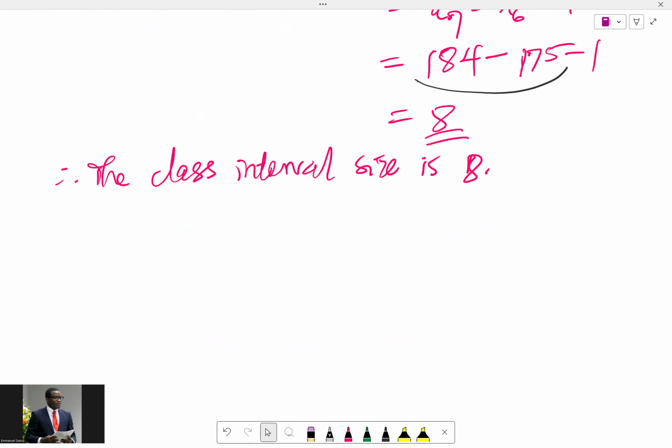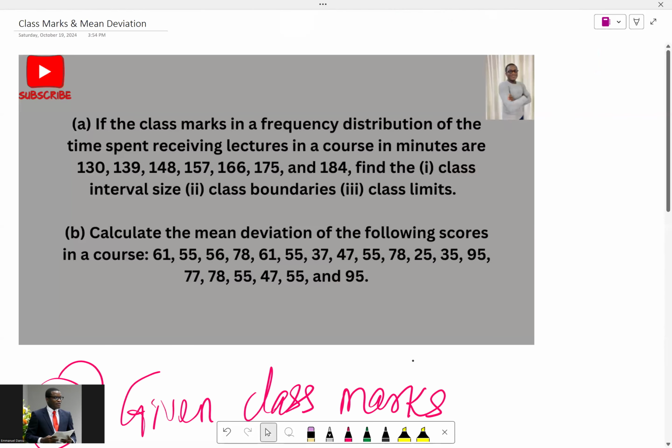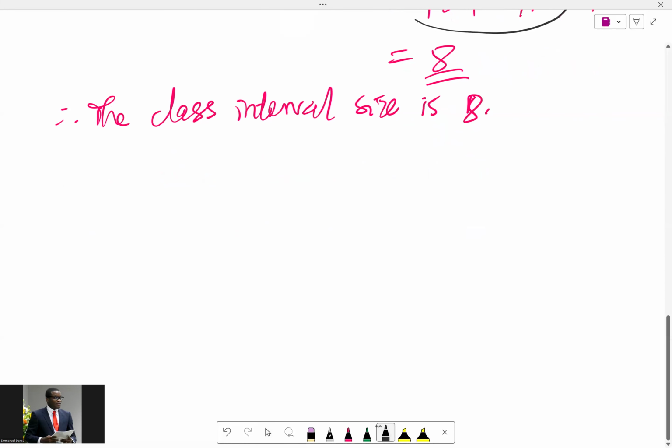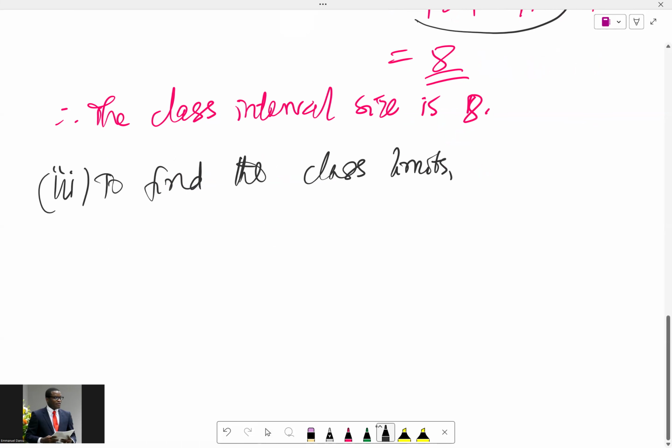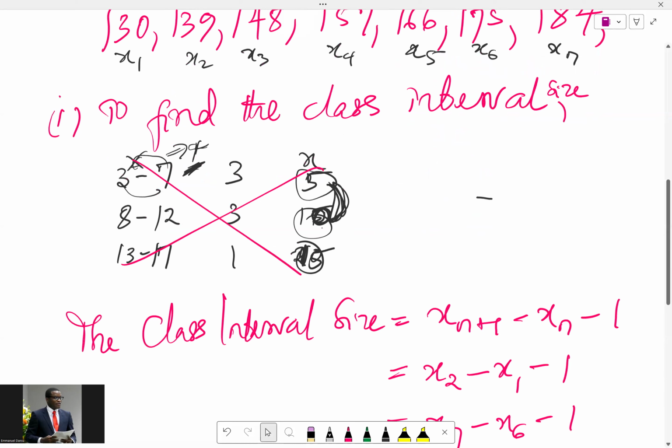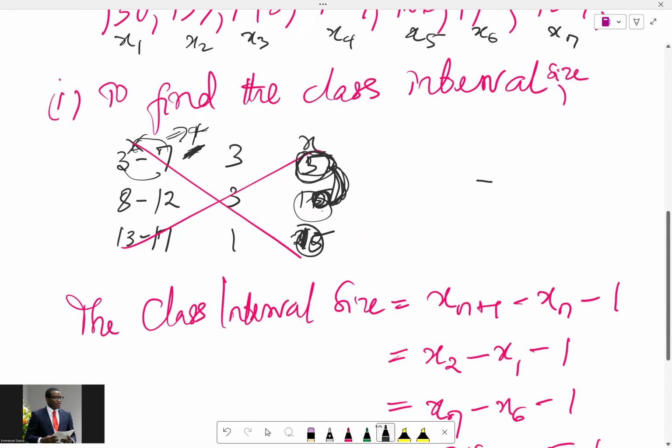The next thing, though we are told to find the class limits last, I think should actually come second normally, so I'll go to that first. To find the class limits, again from this example of 3 to 7, if the class mark is 5, the difference is 4. If you divide that by 2, that's 2. Subtract that 2 from 5, you get 3. Then add that 2 to 5, you get 7.